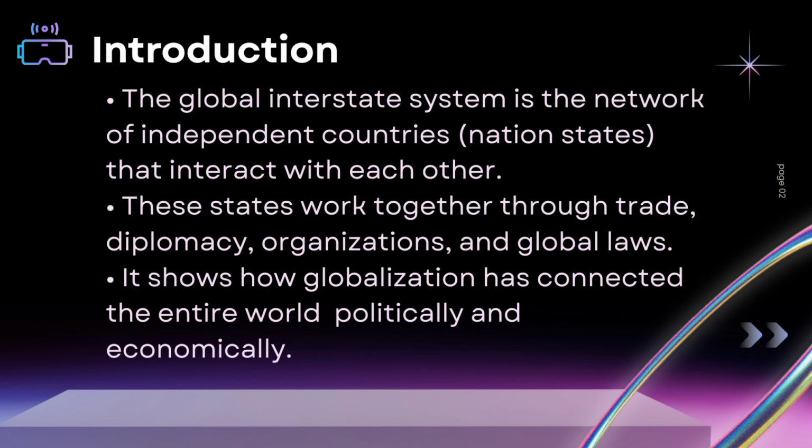For our introduction, let's first understand what the global interstate system means. It is basically a network of independent countries, also called nation states, that interact and work with each other. These countries connect through trade, diplomacy, or good relationships, with international organizations like the United Nations and global laws that guide how countries should behave.